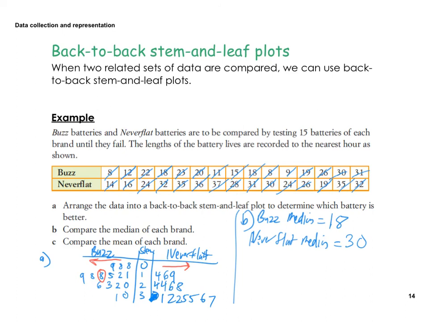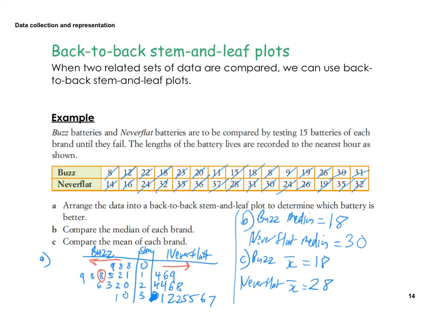And then part C as well, the mean. So the average. So Buzz mean. You would add them all up, divide by 15. I believe that's 18. And then the Never Flat mean. Again, add them up, divide by 15. I believe that's 28.